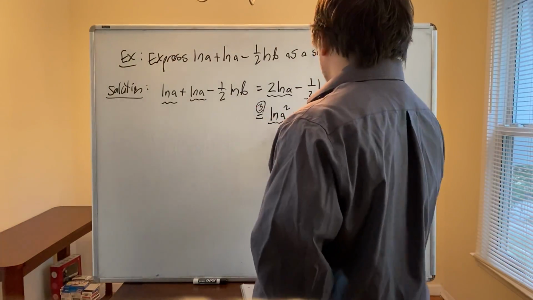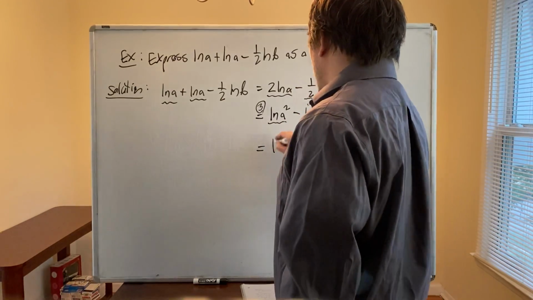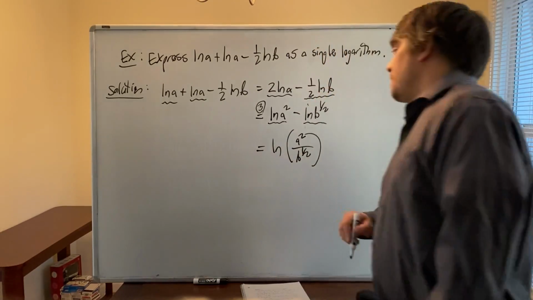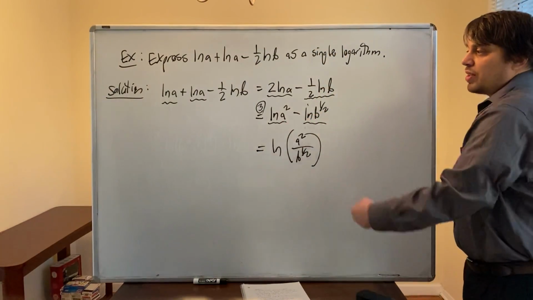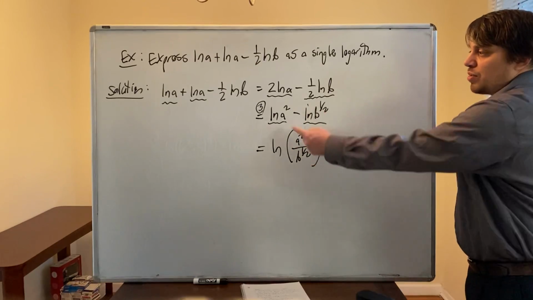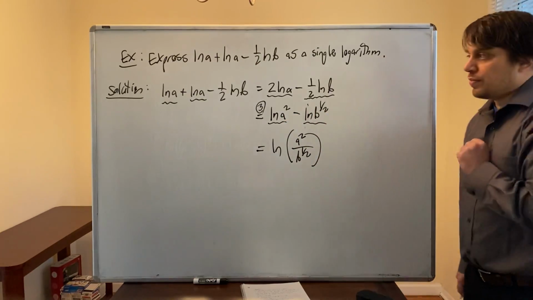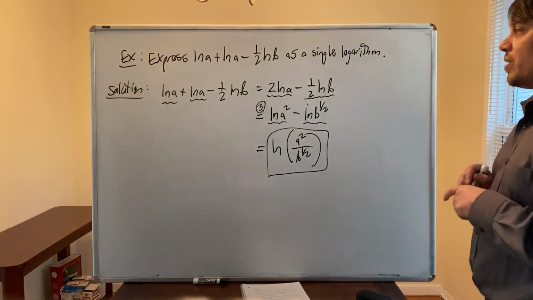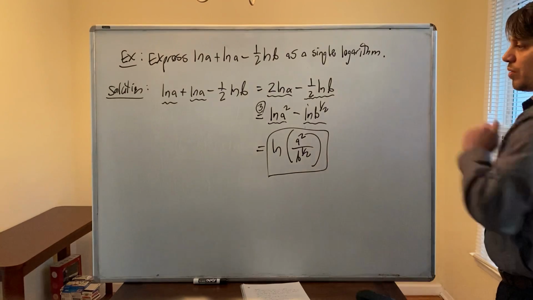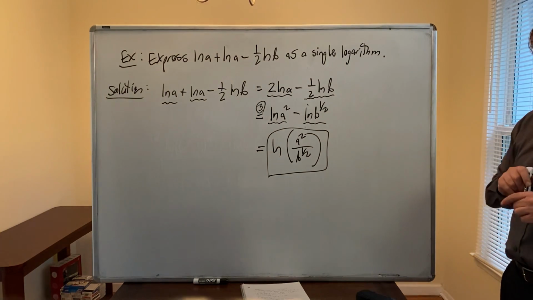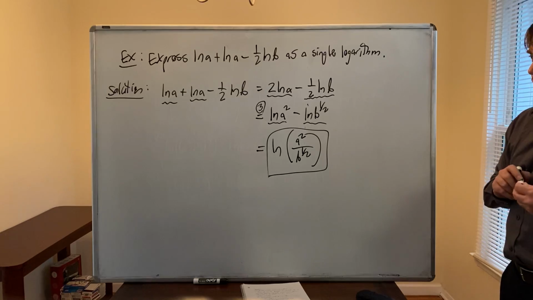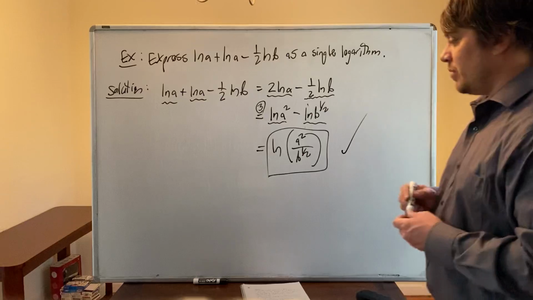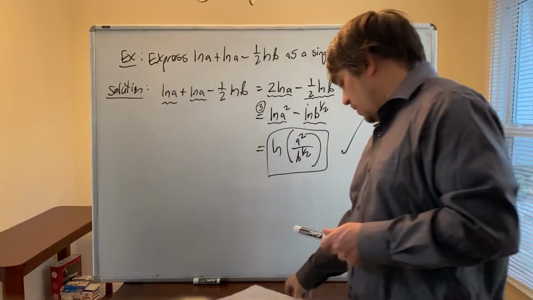Now ln of A squared minus ln of B to the 1/2 is equal to ln of A squared over B to the 1/2. So the difference of 2 logs is just a single log of a fraction where that's the numerator and that's the denominator. Okay, and so now that is expressing ln of A plus ln of A minus 1/2 ln of B as a single logarithm. That's a single logarithm: ln of A squared over B to the 1/2. So that's the solution to that example.